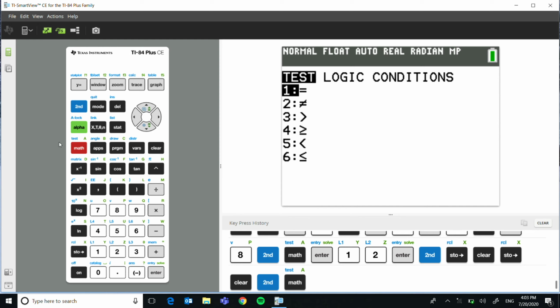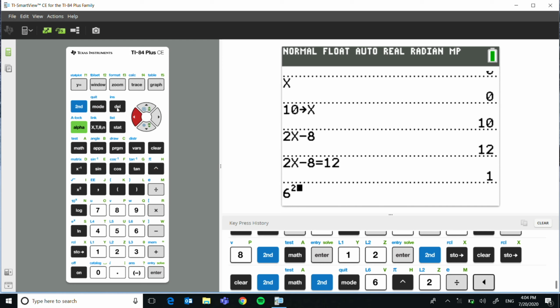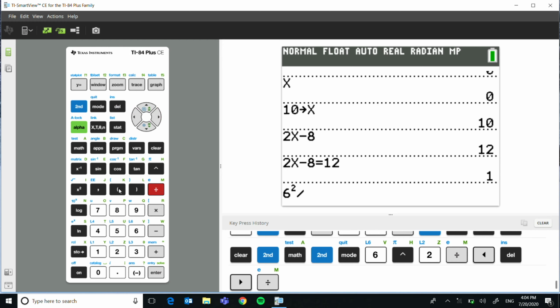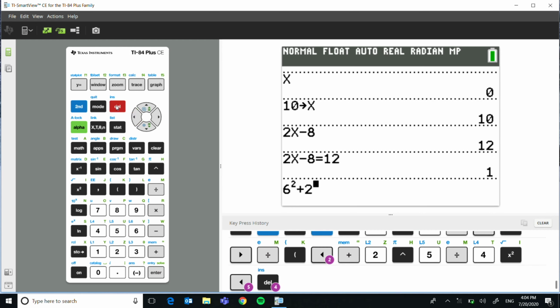You can also use that stuff without the variable. So if you have a complicated exponent problem, kind of like the 6 squared divided by, plus 2/5 divided by 4 to the second. Plus 7 to the second.